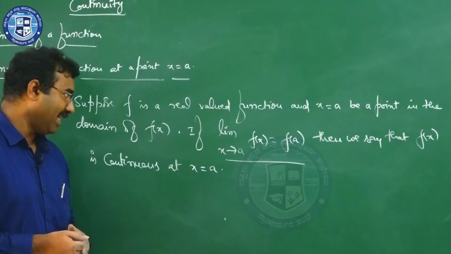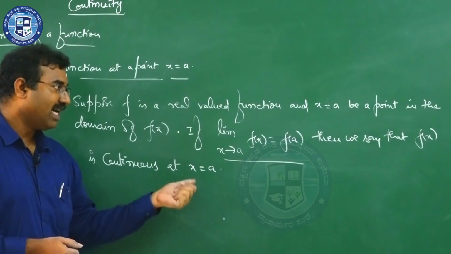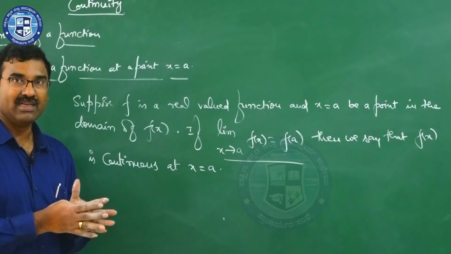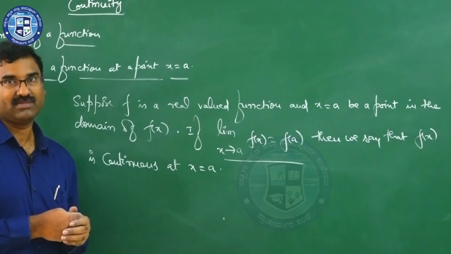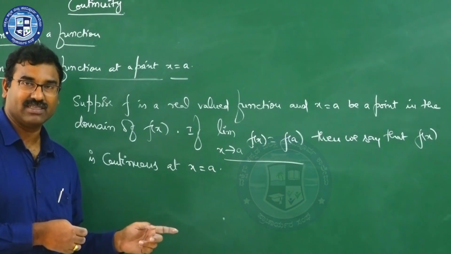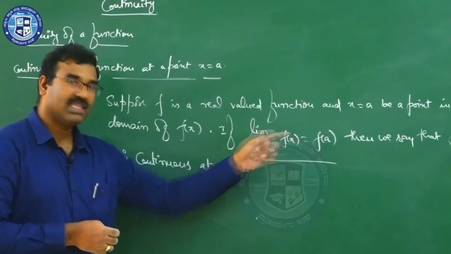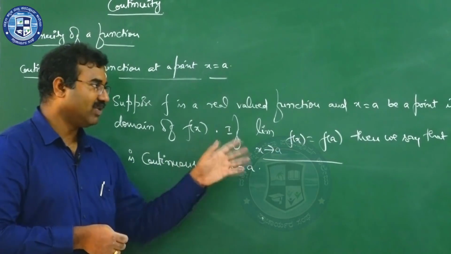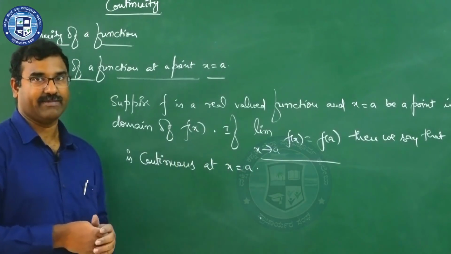Elaborately, if you want to say, the left hand limit, right hand limit and the function value, all the three must exist and be equal. So the left hand limit and right hand limit both have to exist and they must be equal, and the limiting value must be equal to the functional value. Then we say that the function is continuous at x equal to a.